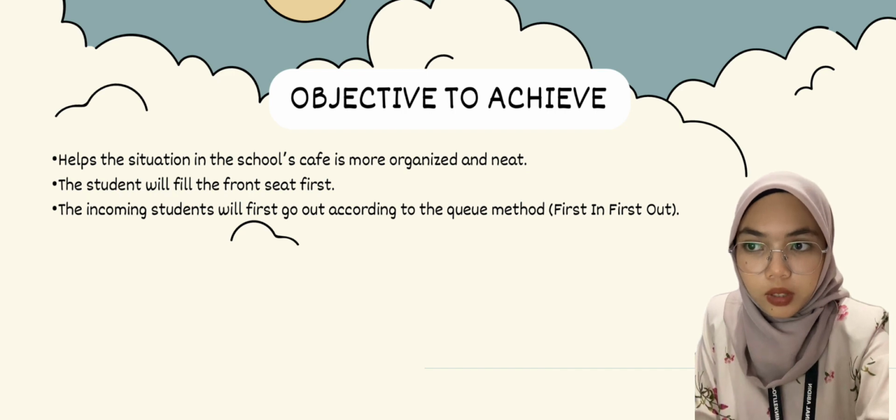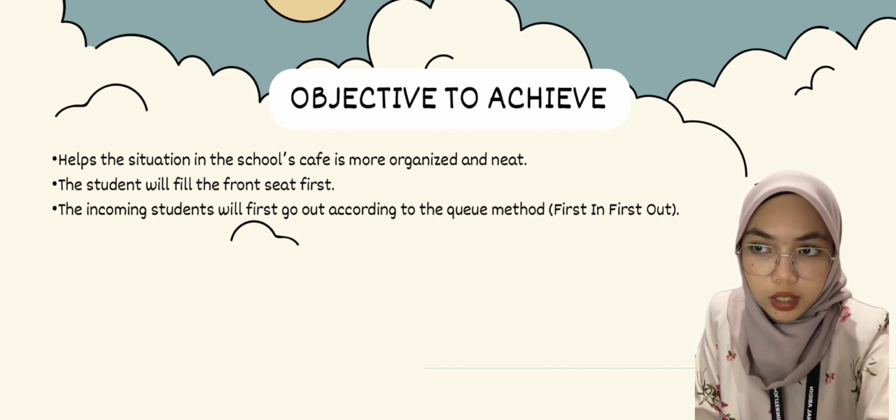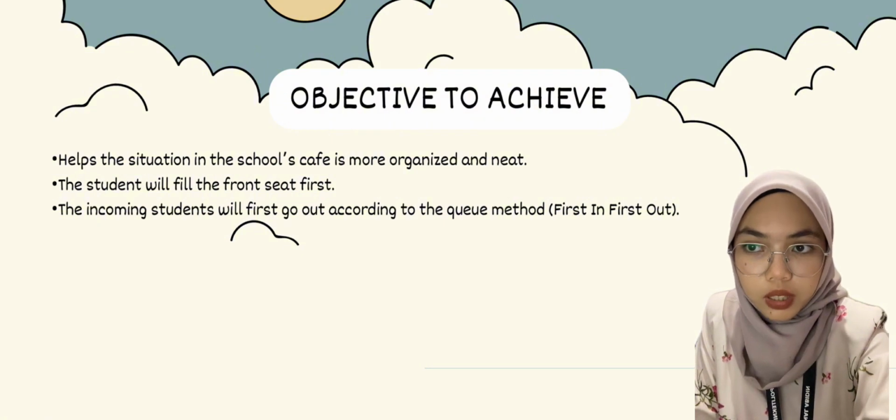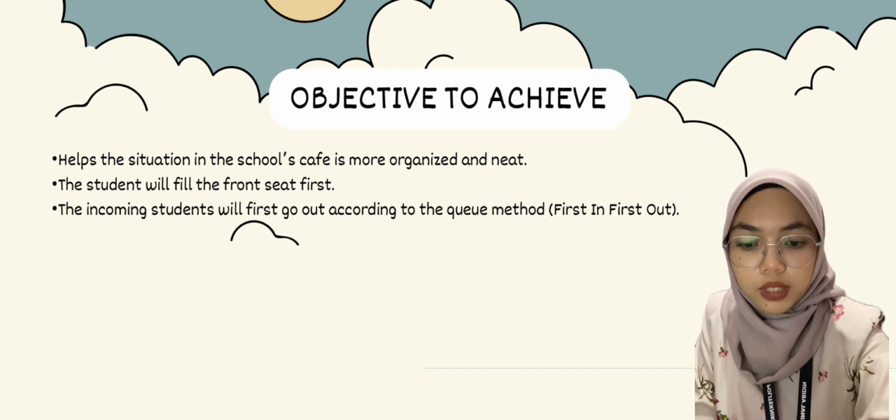Objective to achieve. Help the situation in the school's cafe be more organized and neat. The students will fill the front seat first. The incoming students will go first according to the queue method, first in, first out.